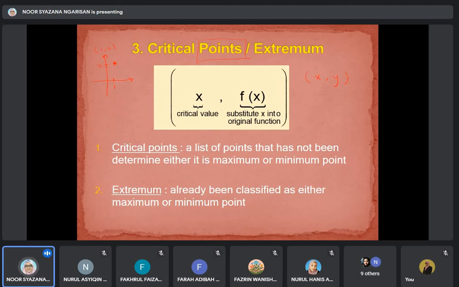But if the question asks you to find extremum, then you need to classify. Either the critical point is maximum point or minimum point. So again, critical point is just a list of critical points. Kamu senaraikan je. But extremum, you need to determine each of the critical points. Either it is maximum or minimum.